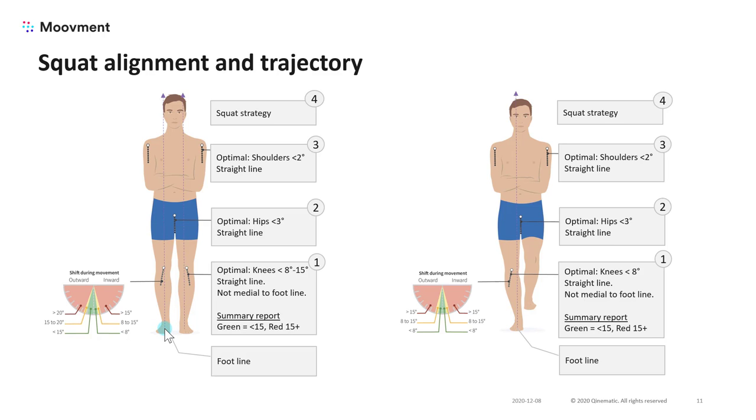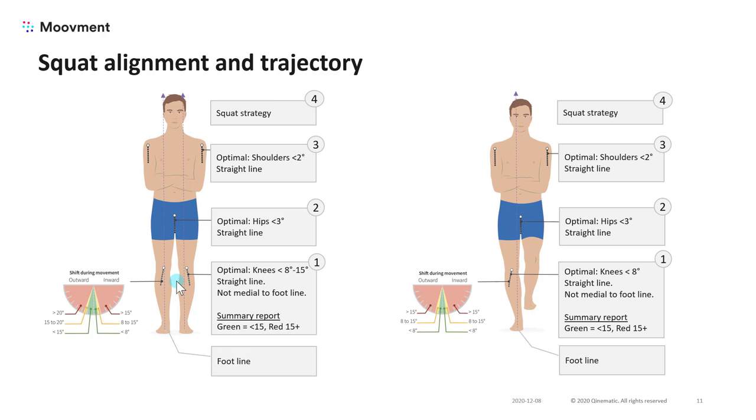We start by checking the line that is projected upwards from the foot. This becomes our reference line. Then we move to the knees, and in the double leg squat, we allow for 15 degrees of movement outwards, but we prefer 8 degrees of movement inwards.